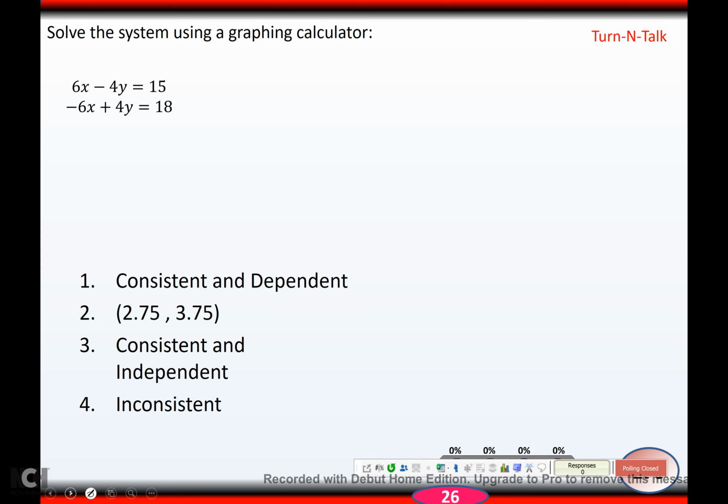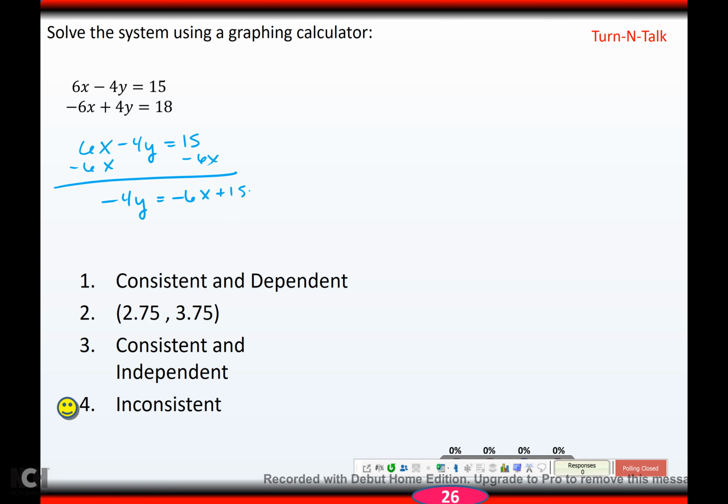And hopefully you got inconsistent. If I take my top equation, 6x minus 4y equals 15, minus 6x, negative 4y equals negative 6x plus 15, divide by negative 4, and I get y equals 6 over 4x minus 15 over 4.